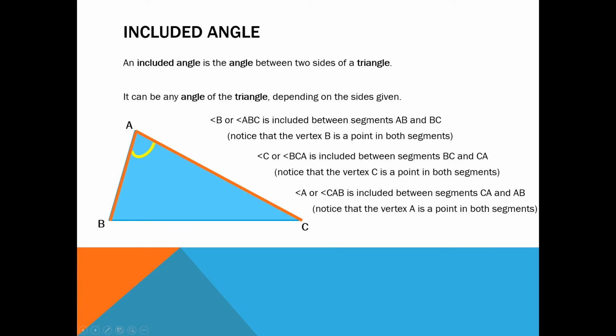And again, notice that the vertex A is between these two segments. It is shared by both of them. When we're dealing with triangle congruency, that is not an accident.